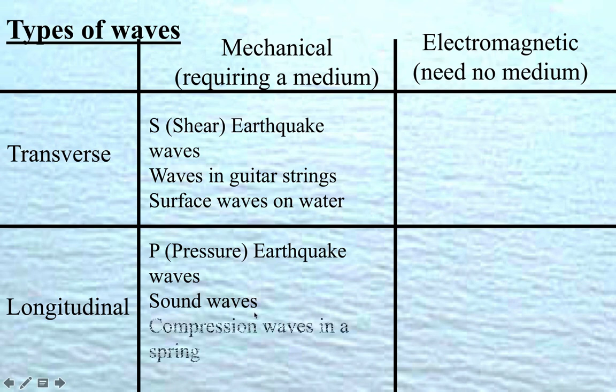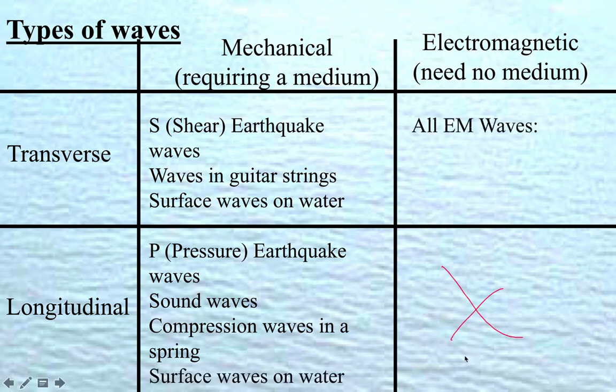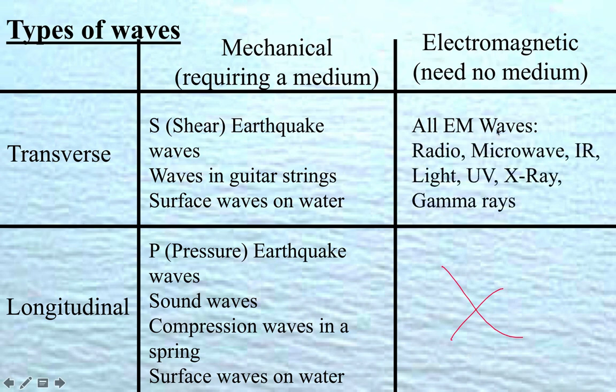Sound waves are longitudinal waves. Compression waves on a spring. I really couldn't think of any other ones. And then there's nothing goes here. But there definitely is all electromagnetic waves. They are transverse electromagnetic waves. So these do not require a medium. What that means is that they can travel through a vacuum. Mechanical waves cannot travel through a vacuum.